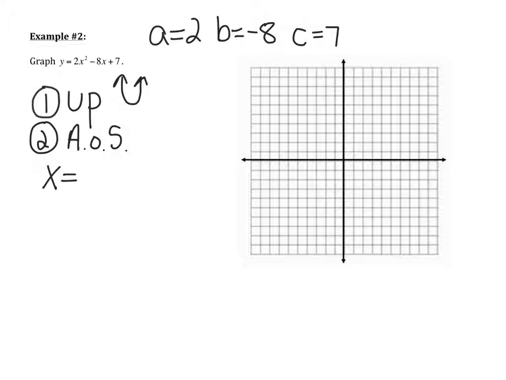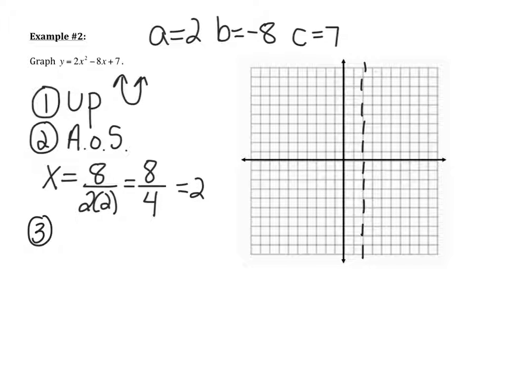So to do negative b over 2a, we do the opposite of b, which is positive 8, divided by 2 times 2. Again, don't type that into your calculator. Just use your awesome brain and figure out that that's 8 divided by 4, which is 2. So our axis of symmetry is at 2. So what I want you to do then is to go to your graph and draw a dotted line showing that we know our parabola is going to straddle that line. So it's going to be something like this. Next, the third thing to find is the vertex.